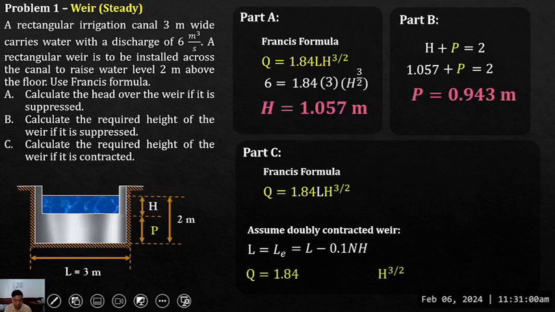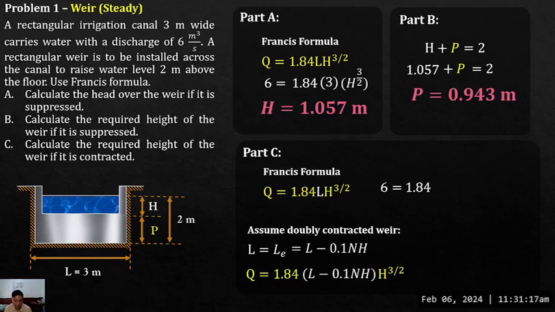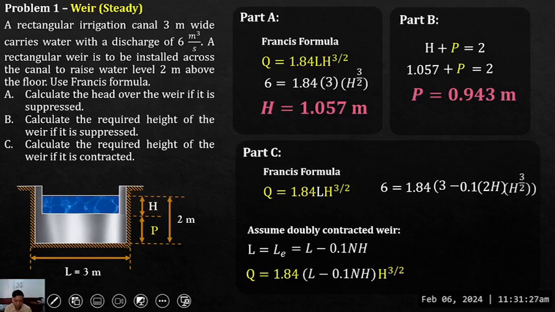Okay, so solving for H. So, may Q na tayo na na-solve. O, meron tayong Q na given at 6, diba? Okay. So, that is 6 equals yung 1.84 times yung effective length. So, may 3 tayo na value ng L. So, that's going to be 3 minus 0.1 times dalawang contraction times H ulit, H 3/2. So, we'll get a value of H which is, so ano yung sagot dyan for part C?